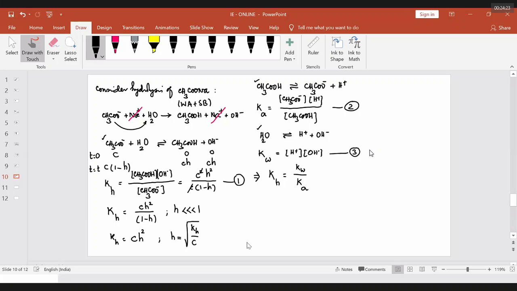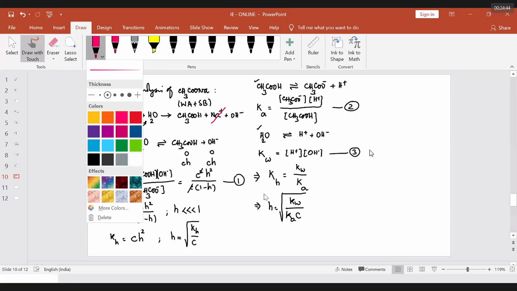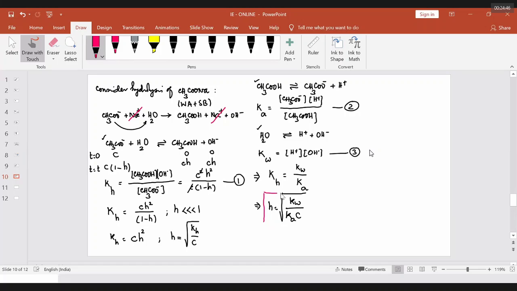Try this at home, right? Kh is equal to Kw by Ka, right? Once you understand this, then we can say, sir, h is equal to under root Kw by Ka into C. This you have to memorize. This we have to learn. Remember, if suppose, for example, you are saying something like this, then we can proceed. h is equal to under root Kw by Ka into C. This is very important because from this we can have a number of conclusions.